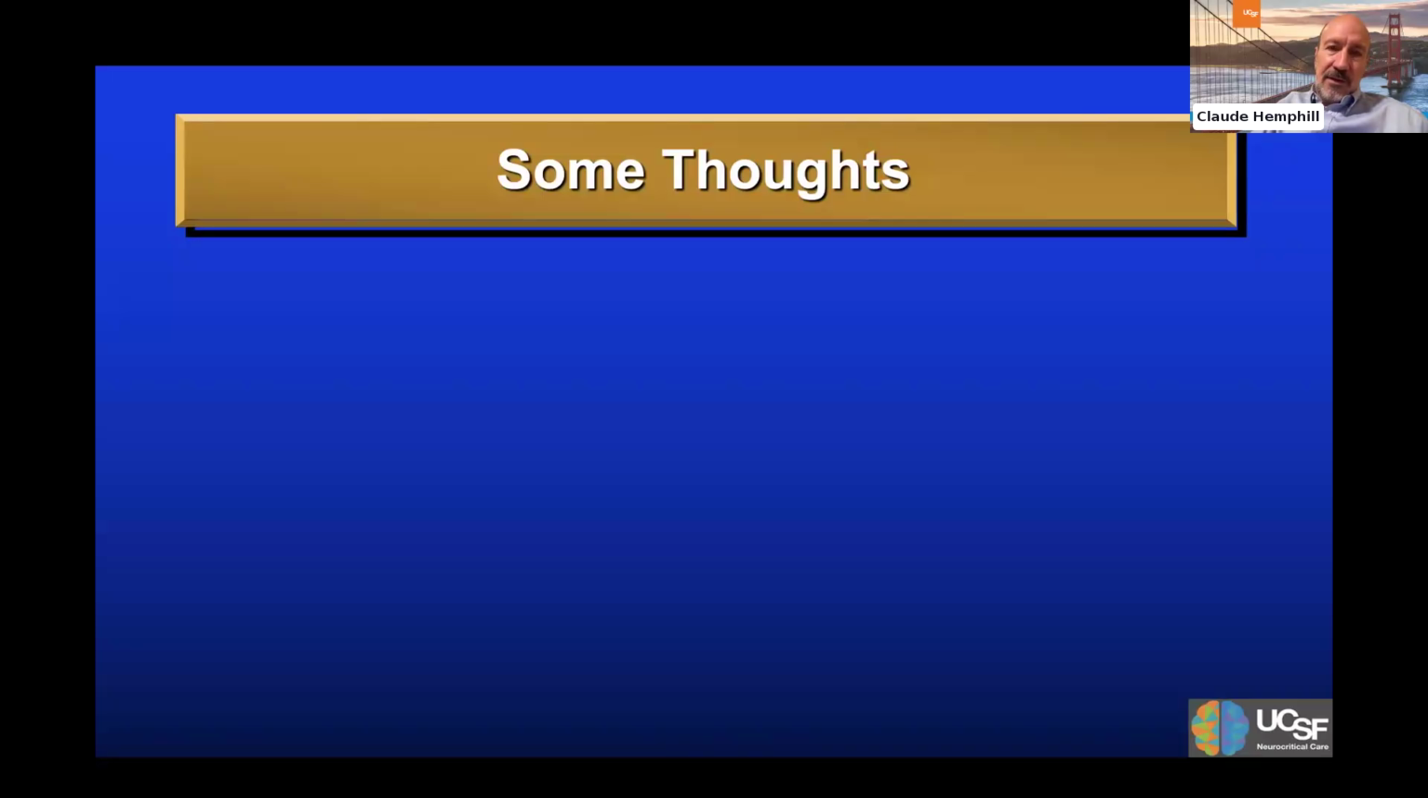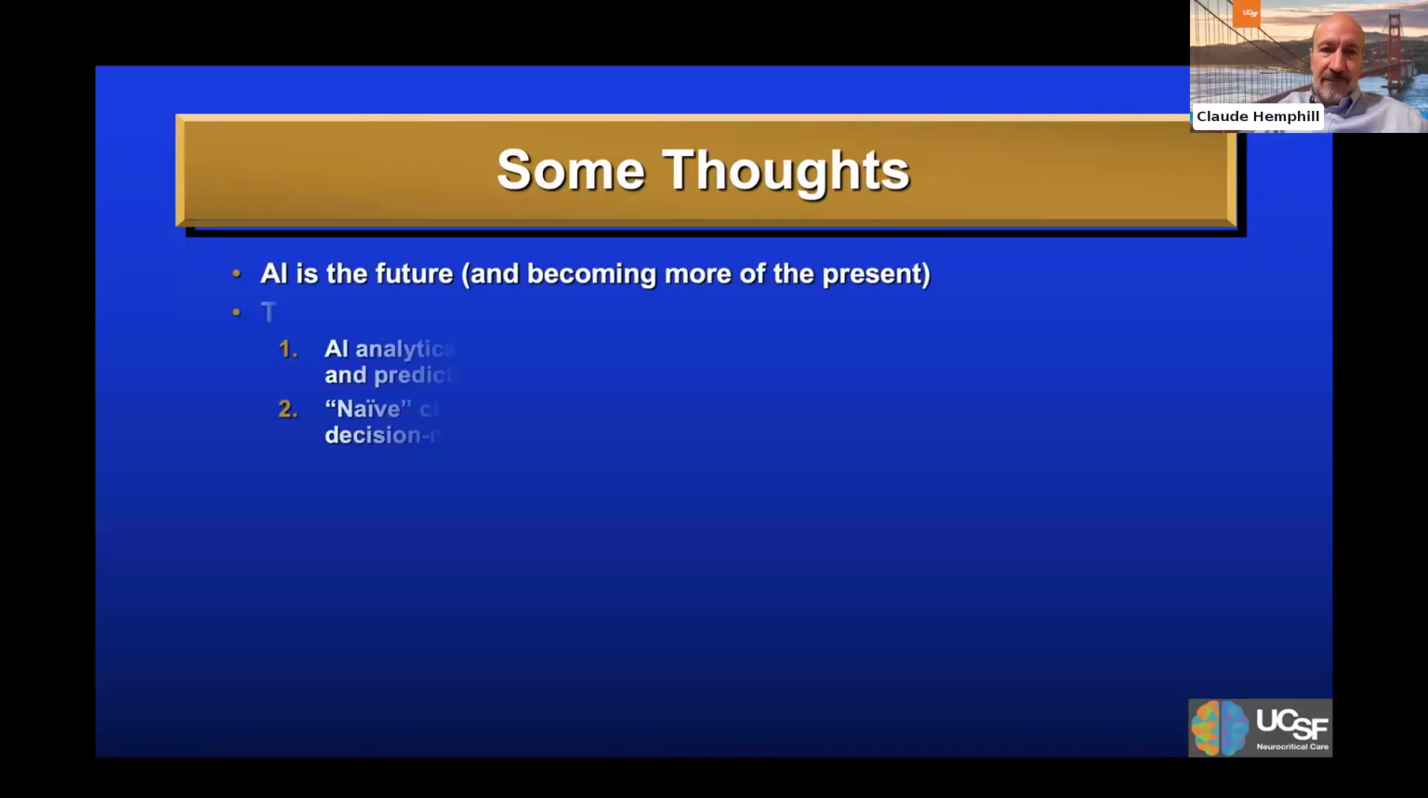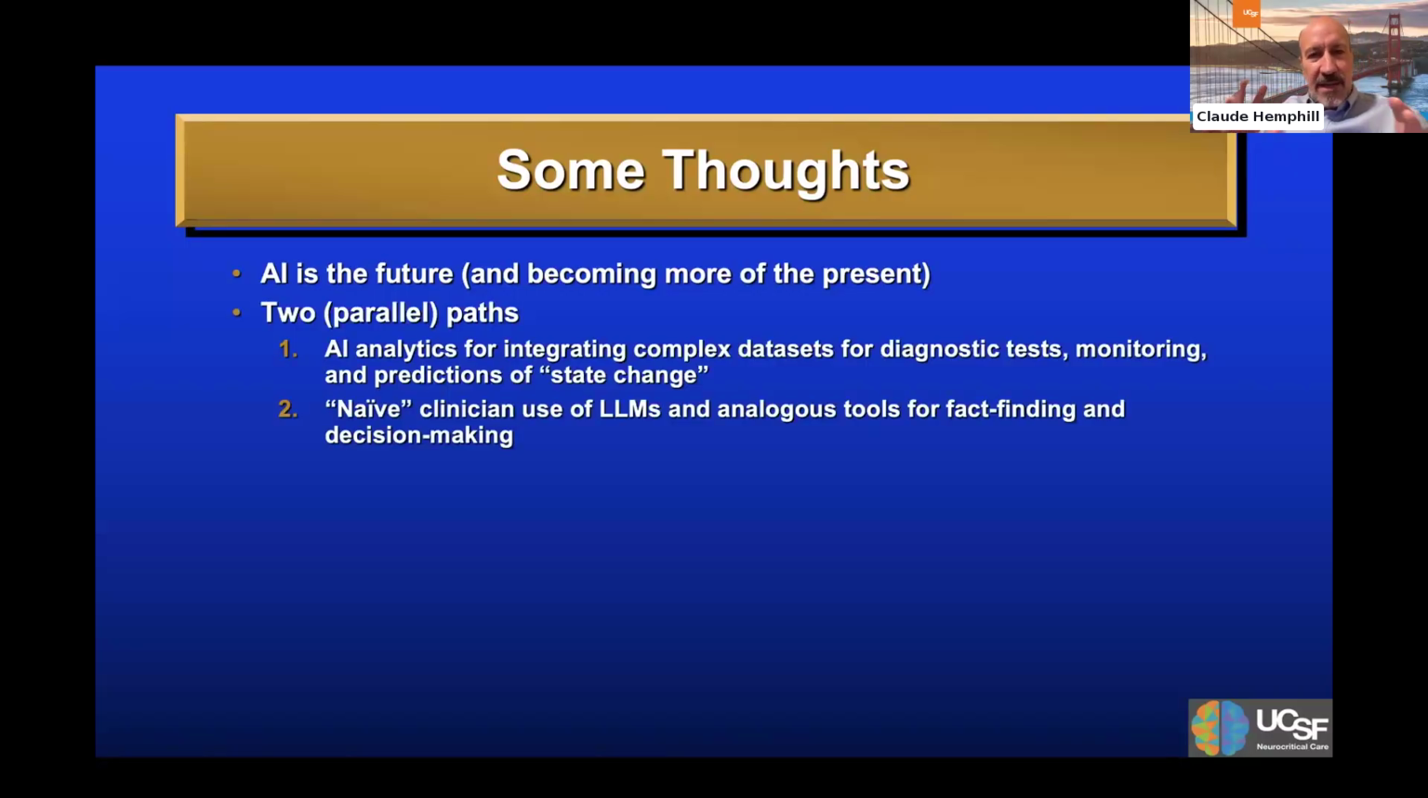So I'm going to conclude with some thoughts. First of all, AI is the future and it really is the present. And I'm kind of thinking about two parallel paths here. Analytics for integrating complex data sets for diagnostic test monitoring, predictions of state change, these things like EEG imaging, ICU data, and other data sets. And then what I call the naive clinician.